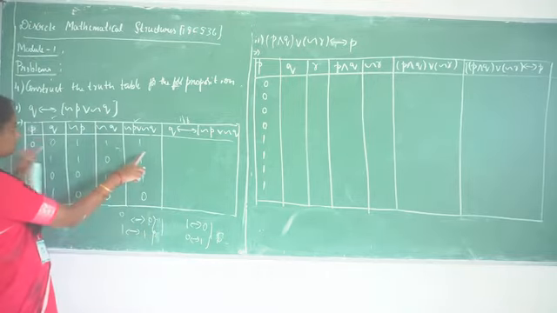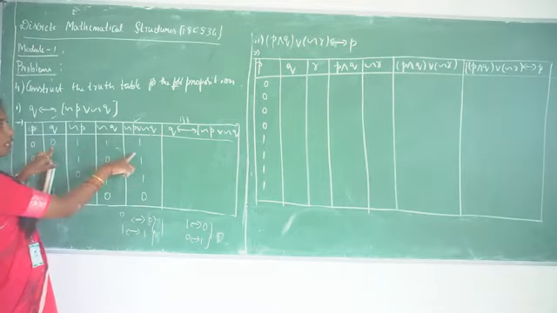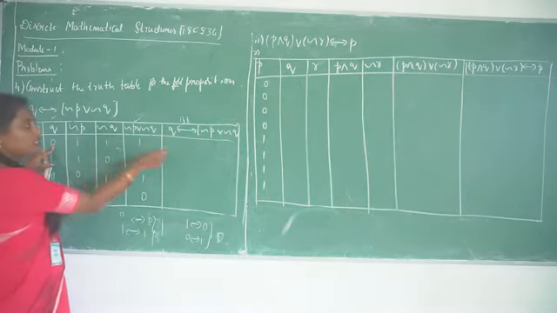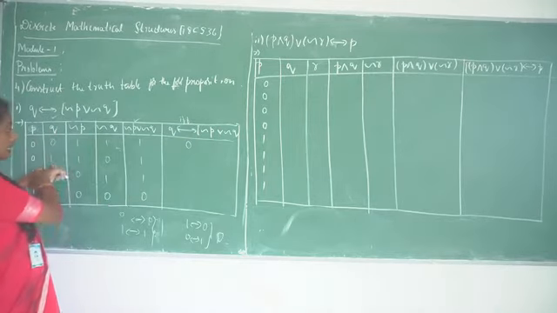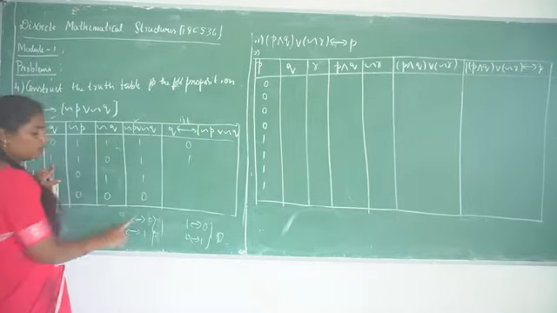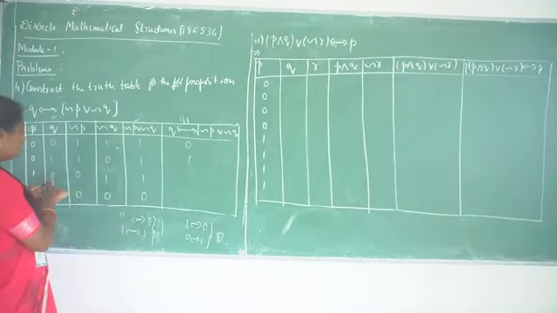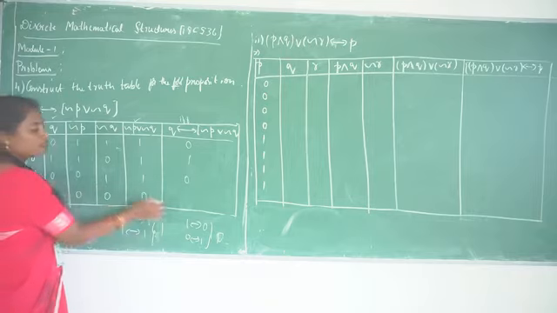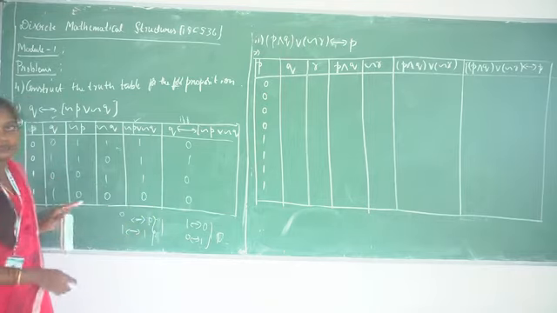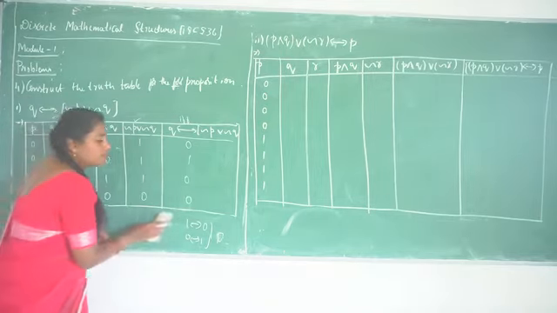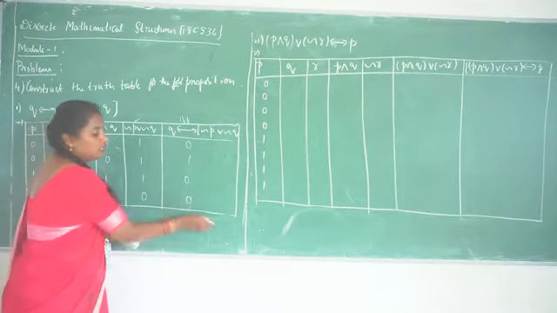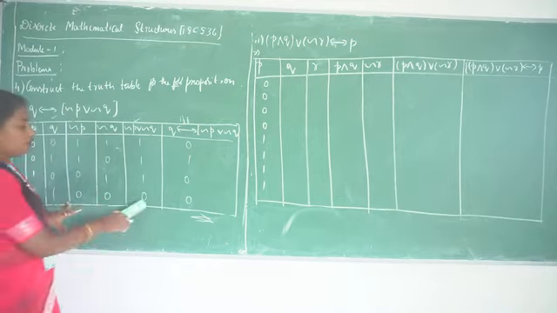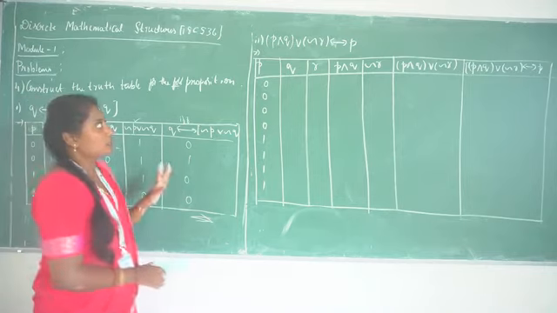So let us take these two columns, the Q column and this combined column. 0 if and only if 1 is 0, 1 if and only if 1 is 1, 1 if and only if 1 is 1, 0 if and only if 1 is 0, 1 if and only if 0 is 0. So these are the required truth values of the given compound proposition. So let us take the next one.